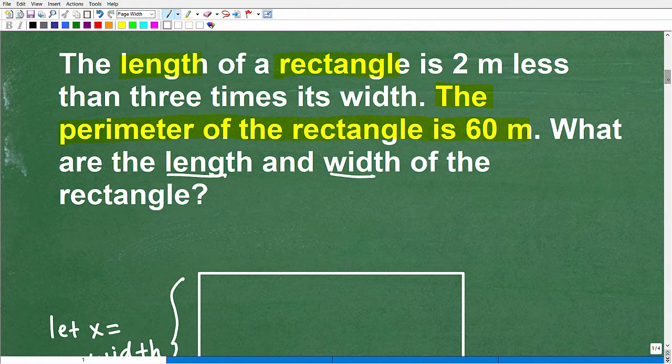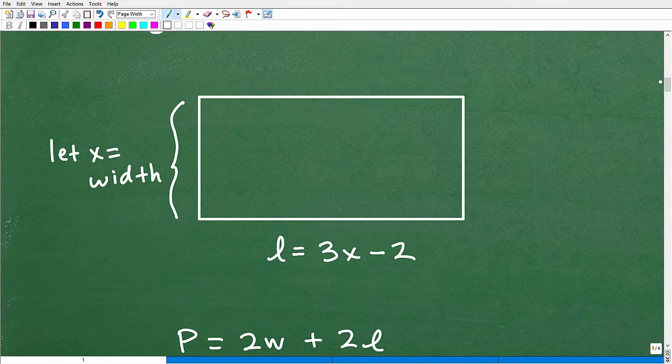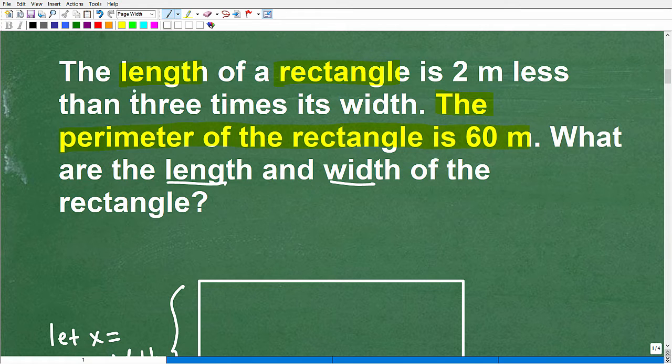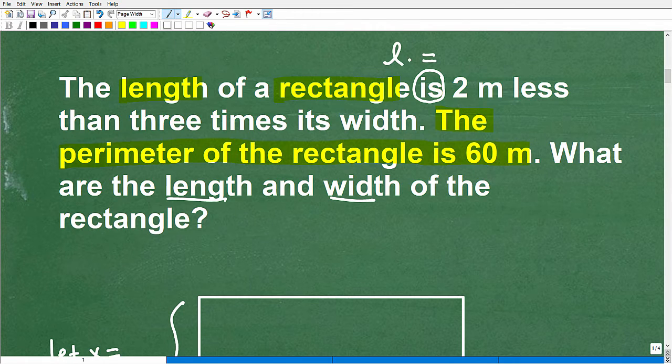So why don't we just start with the rectangle? Let's just sketch out a rectangle to start modeling this information. Now you can see I've already done some work here, but let's go back to the problem again. Remember, we have to keep reading it. So the first sentence is, the length of a rectangle is. Now this word is a key word in algebra. The word is always the equal sign. So the length of a rectangle is, so we have the length, is equal to what? Well, it's 2 meters less than 3 times the width.